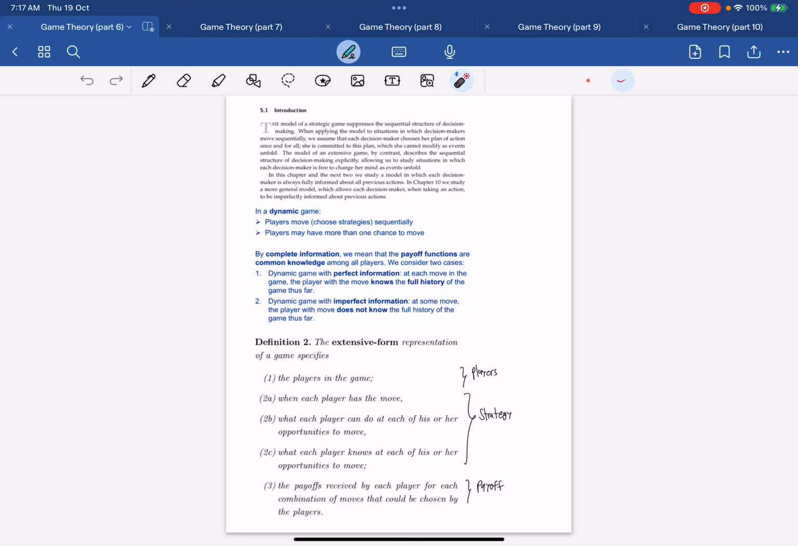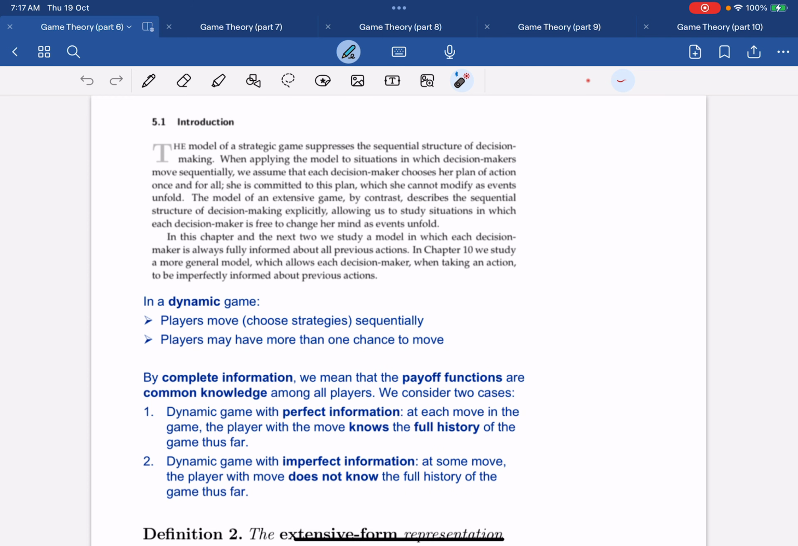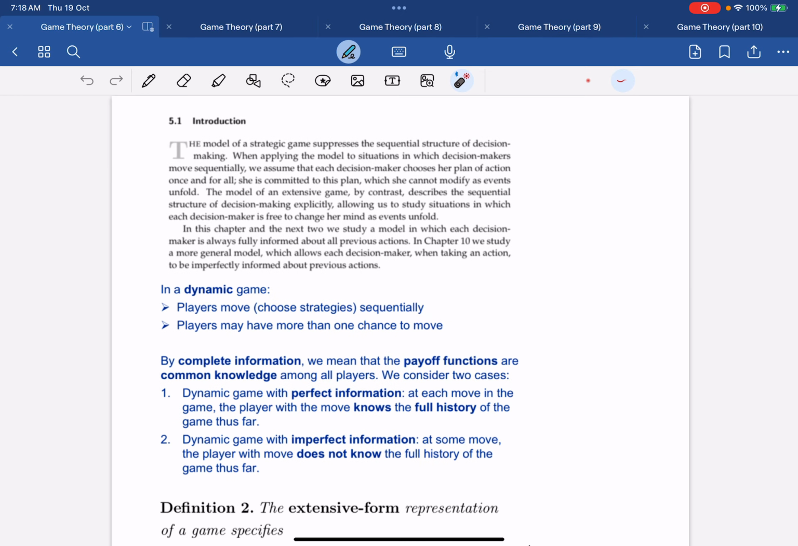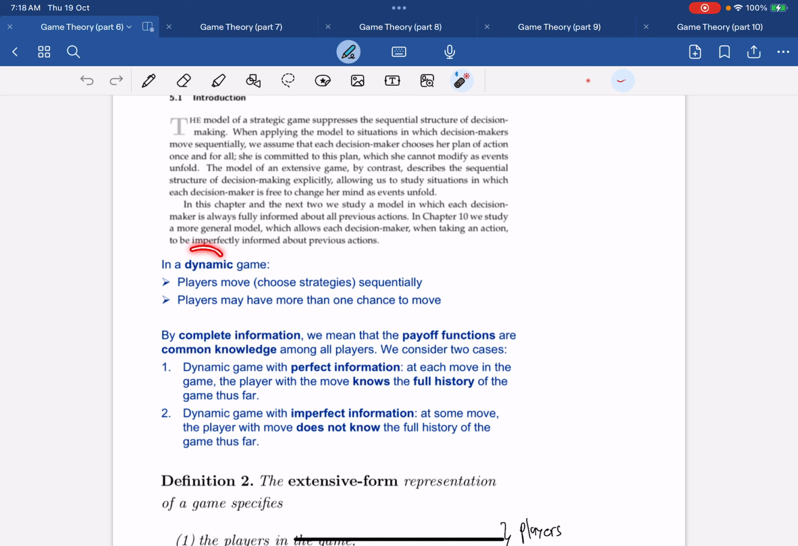Hi, in this video, we will be going through what is a sequential game and how do we find an outcome to this game. So, in the previous few videos, we have learned what is a static game with complete information. A static game is a one-shot game where players move simultaneously, but not all games are like this, and there are many games that are dynamic in nature, which means that the players move sequentially.